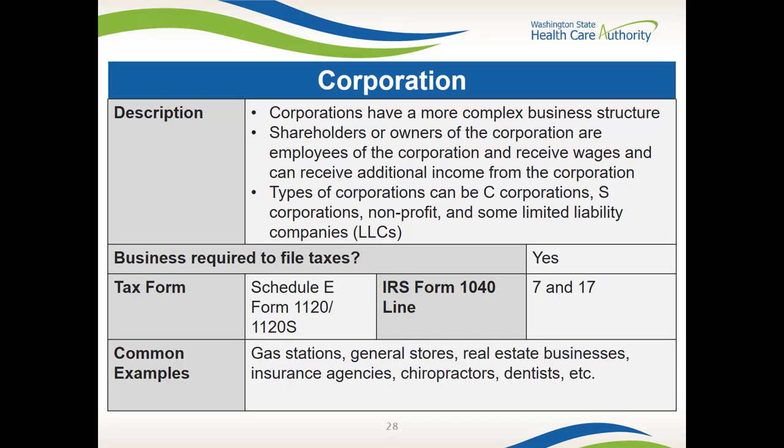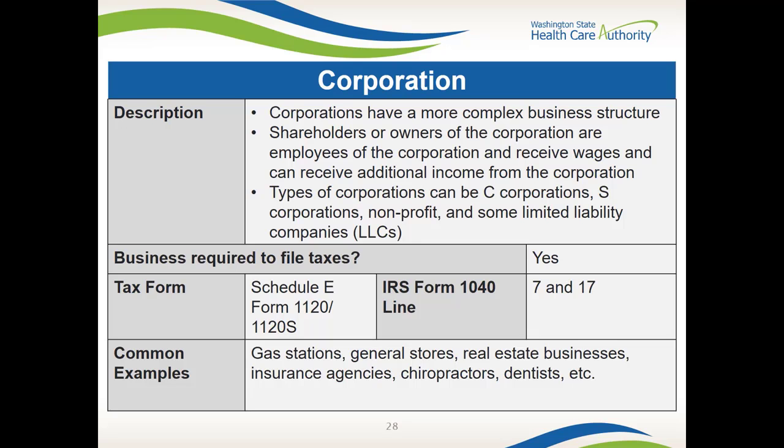Corporation. Corporations have a more complex business structure. Shareholders or owners of the corporation are employees of the corporation and receive wages and additional income from the corporation. Any debts incurred by the business are liable to the corporation and not the shareholders. Types of corporations can be C corporations, S corporations, nonprofit, and some limited liability companies, LLCs, can be treated like a corporation for tax filing purposes.